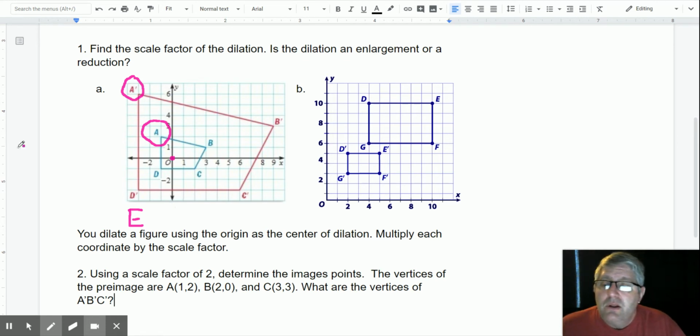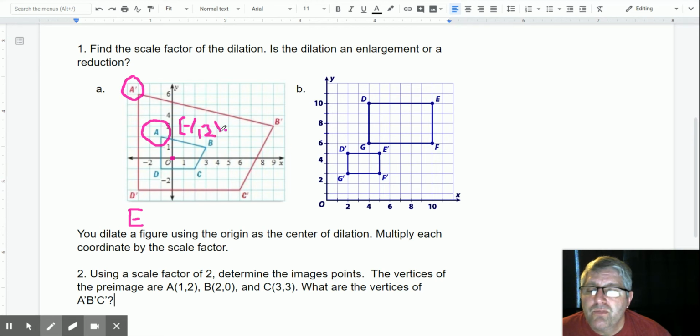The scale factor we can determine pretty easily, and the way we do that is let's look at point A. You really only need one point to find the scale factor. If I look at the point for point A, my point is at -1, 2. Now let's look at A itself. A is at -3, 6. So A is at -3, 6, and this was -1, 2.